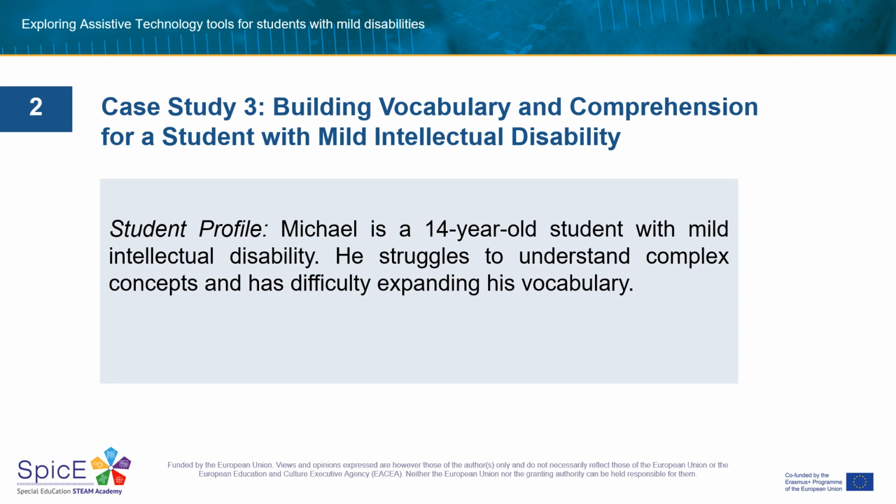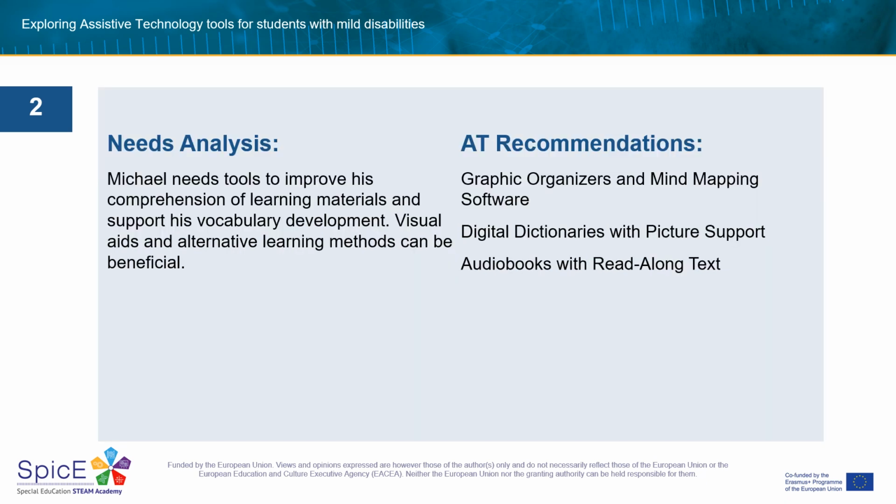Case Study 3. Building vocabulary and comprehension for a student with mild intellectual disability. Student profile. Mikhail is a 14-year-old student with mild intellectual disability. He struggles to understand complex concepts and has difficulty expanding his vocabulary. Needs analysis. Mikhail needs tools to improve his comprehension of learning materials and support his vocabulary development. Visual aids and alternative learning methods can be beneficial.